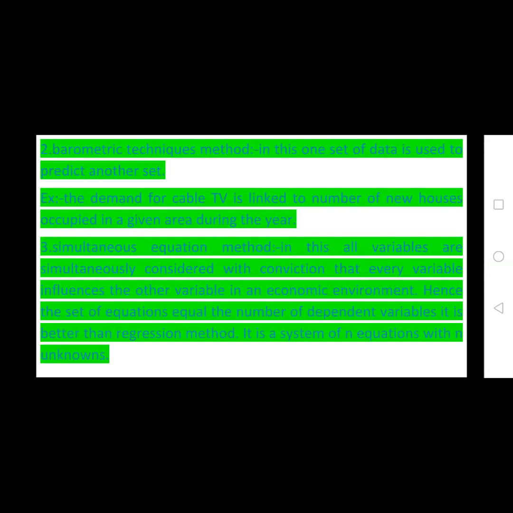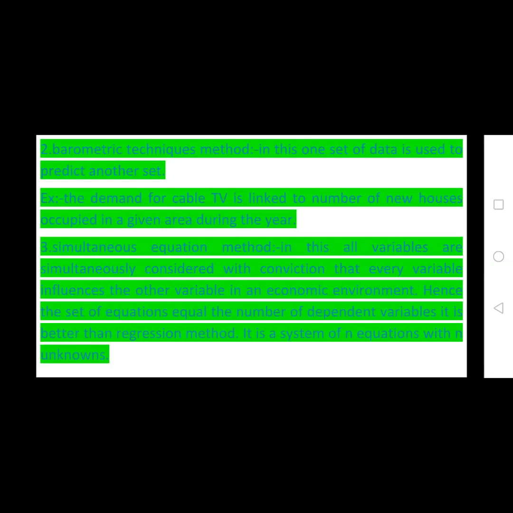Like that, if TV purchases or TV sales increase, the demand for cable connections automatically increases, because after buying a TV, everyone is ready to take a connection. So the increase in TV sales gives the estimation of future demand, whether the number of cable connections increases or decreases. This is called the barometric techniques method.